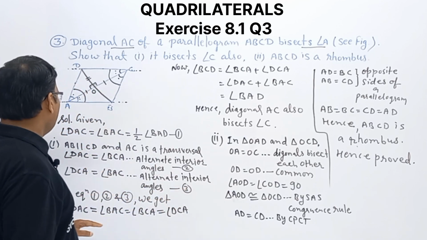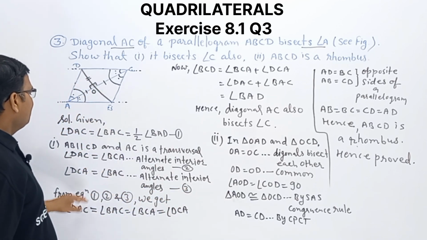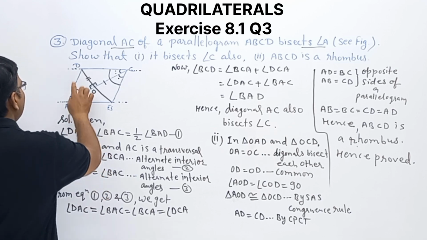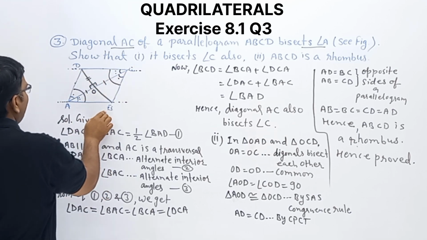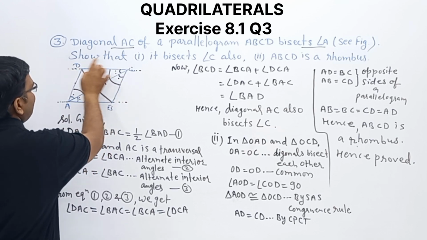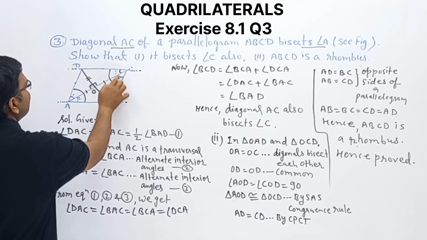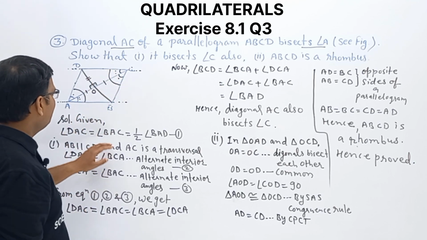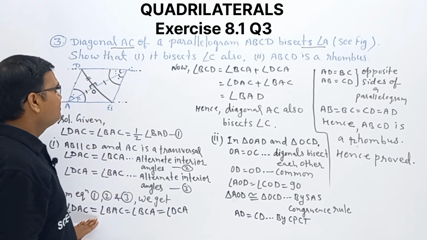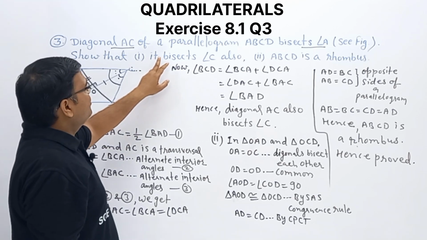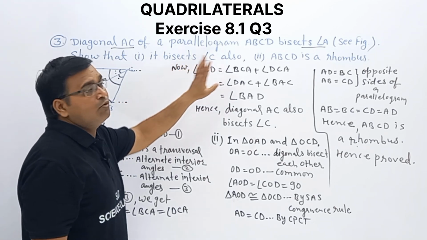From these three equations, equation 1, equation 2 and equation 3, we can say angle DAC equal to angle BAC equal to angle DCA equal to angle BCA. These all angles are equal. Clear? Now we want to prove what? Diagonal AC bisects angle C also.